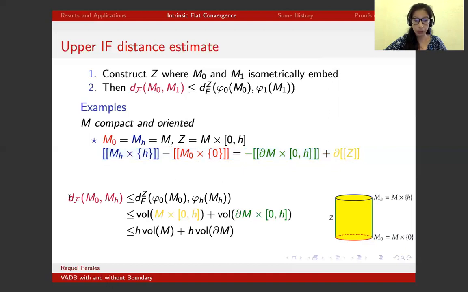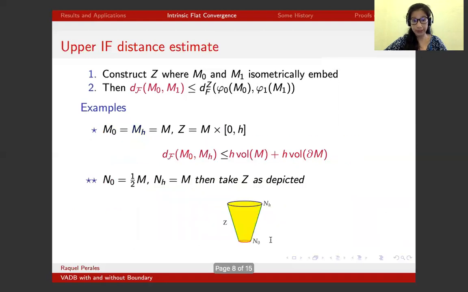So then what we get is that the intrinsic flat distance between M0 and MH is going to be less or equal than the flat distance of the push forwards. And here I have the mass of the set and the mass of the other part. And this mass can be easily calculated. So it's going to be H volume of M plus H volume of the boundary of M.